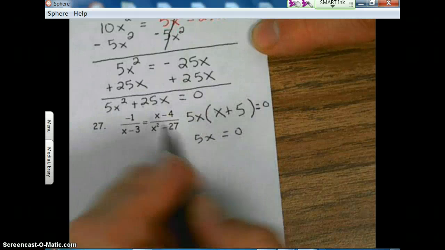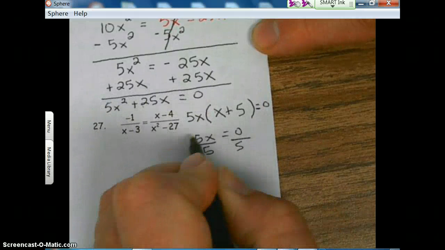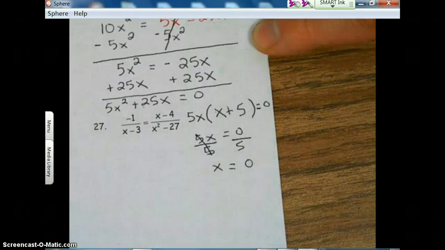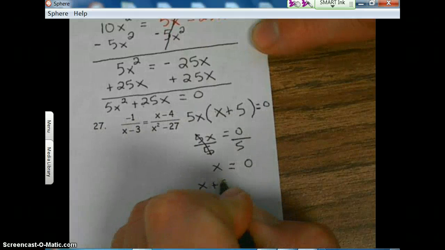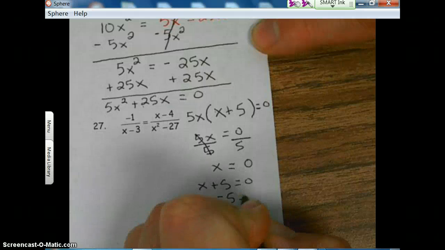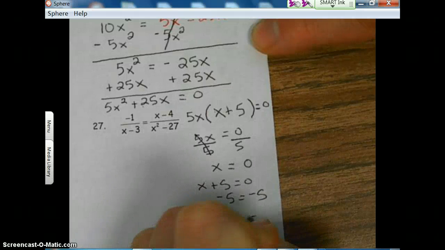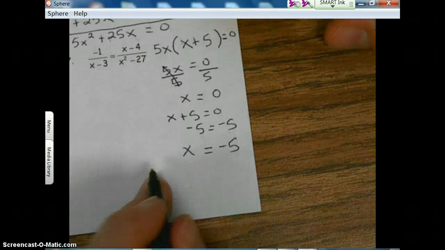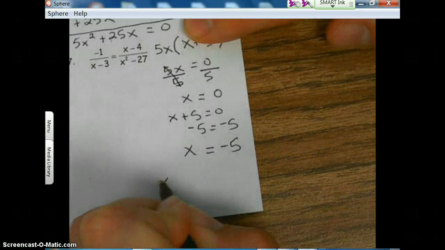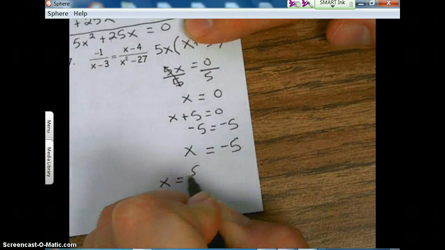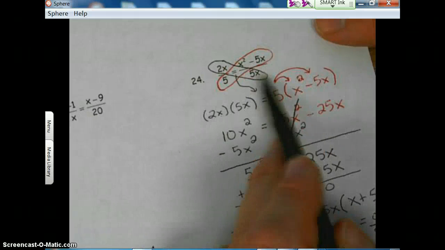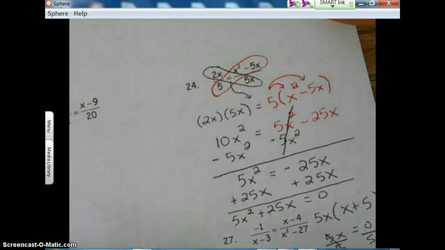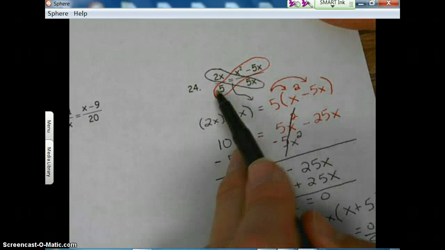Next, we set each factor equal to 0. So let's start with 5x. Divide both sides by 5. X equals 0. So that's going to be one of our solutions. Take the other factor, set it equal to 0, and solve. X equals negative 5. So our solution set is x equals 0 and negative 5. Now you could take these numbers and you could plug them back in for everywhere you see an x, and you could see that they do work, that you do get equal ratios.